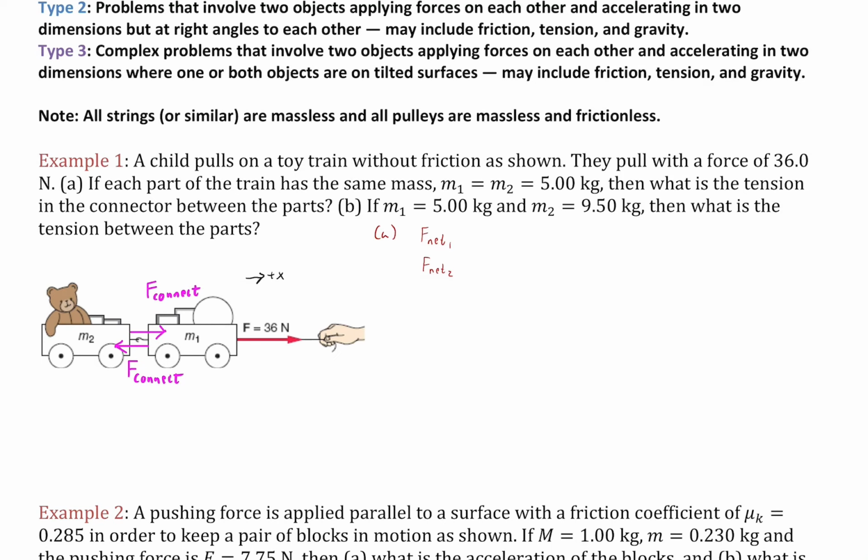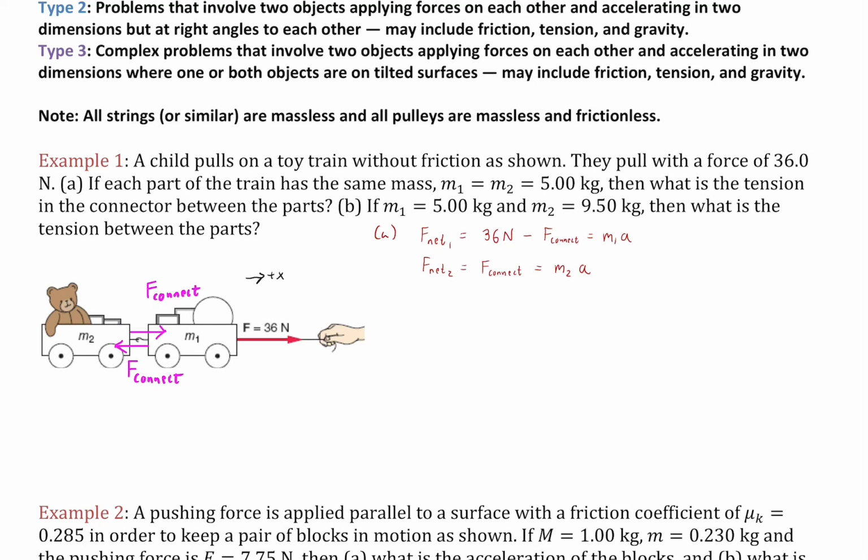So what's happening here? Well, I have F net 1 and F net 2. Notice I don't identify the axis they're on because there's only one axis at play here. There's just the x-axis, so I'm assuming they're both along the x-axis. Instead, the subscript 1 and 2 denotes whether I'm talking about car 1 or car 2. In other words, F net 1 is the net force on car 1, and F net 2 is the net force on car 2. What does it look like? Well, on car 1, it's just going to be 36 newtons minus F connect equals M1A. For car 2, it's going to be F connect equals M2A.